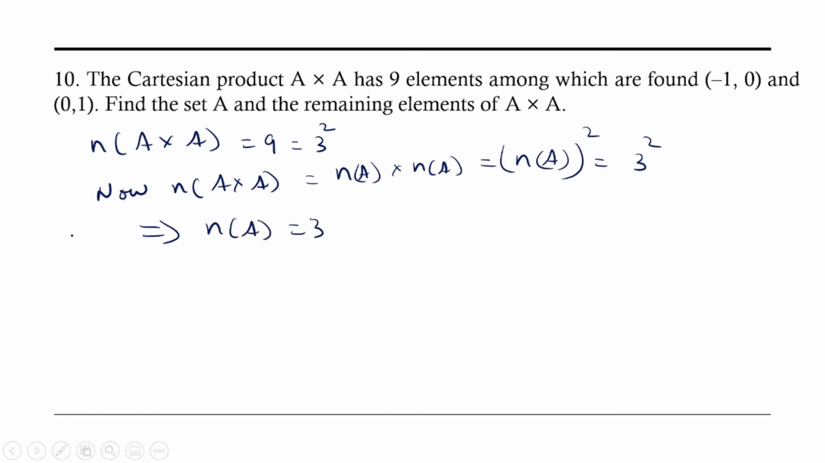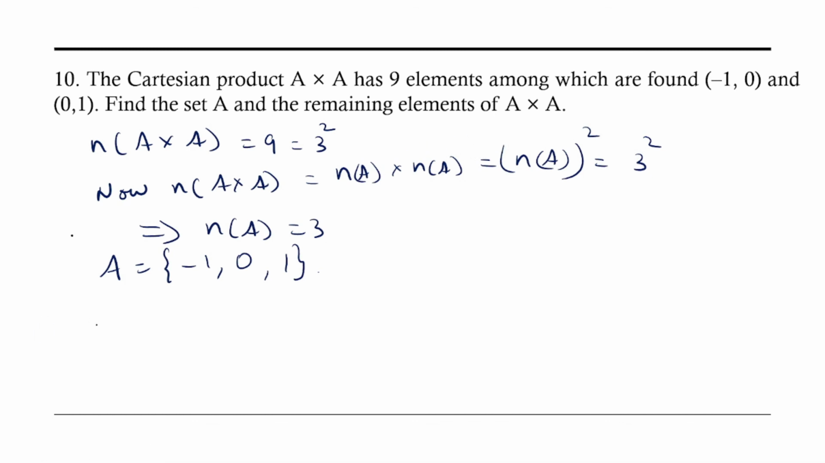So the number of elements in A is 3. And it is given among which are found (-1, 0) and (0, 1), so these ordered pairs are in this Cartesian product A cross A. We need to find the set A and the remaining elements of A cross A. So this is quite easy. The set A consists of the elements -1, 0 and 1. And we also need to find the remaining elements of A cross A.